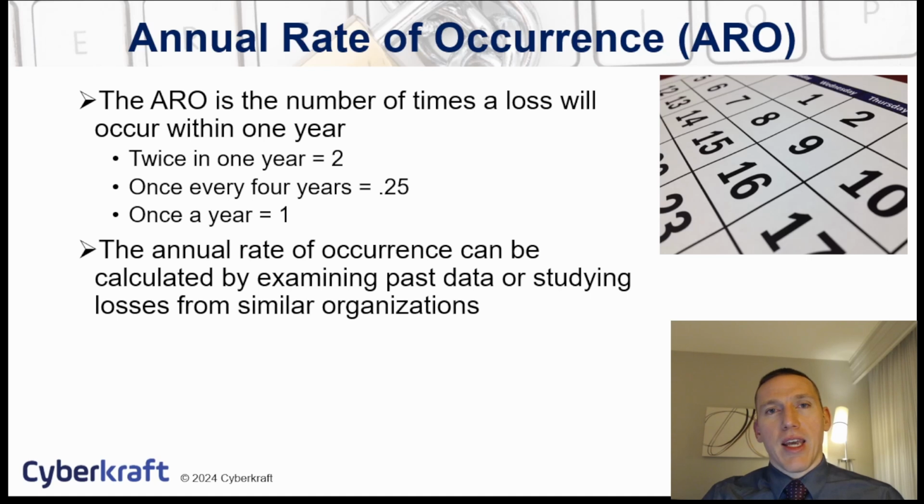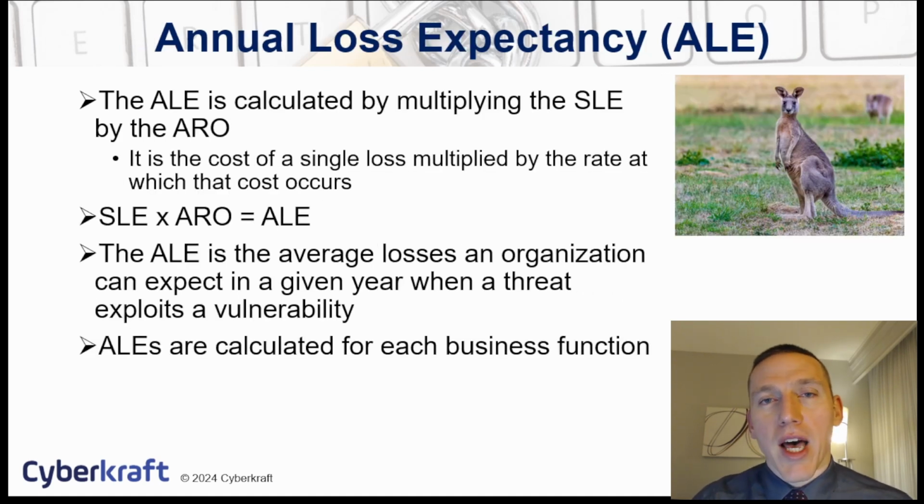So if we had an annual rate of occurrence of 0.2 and a single loss expectancy of 500, we would use those together to calculate what's known as our annual loss expectancy. Our annual loss expectancy would be the SLE times the ARO. The annual loss expectancy is how much we are expecting to lose from an asset each year. So if we can expect to lose a television once every 5 years and it costs $500 to replace that television, our annual loss expectancy for that television would be $100.